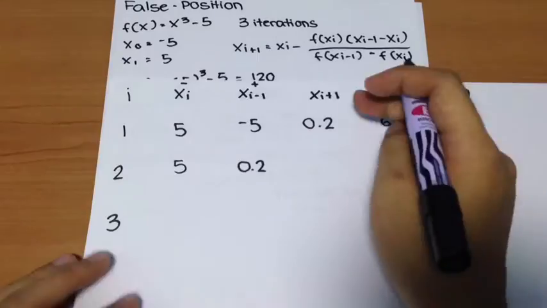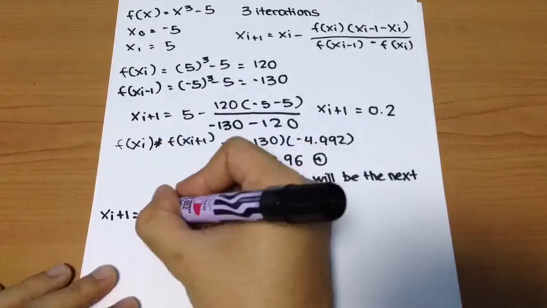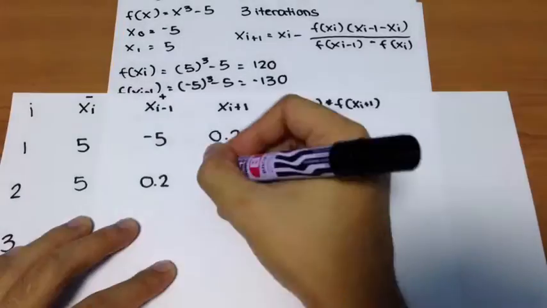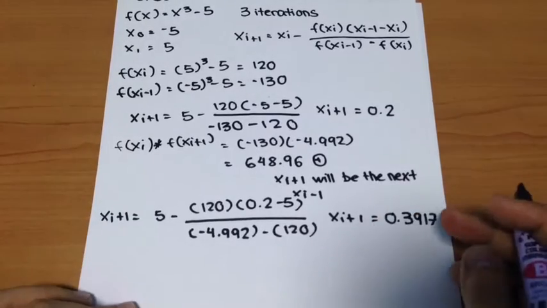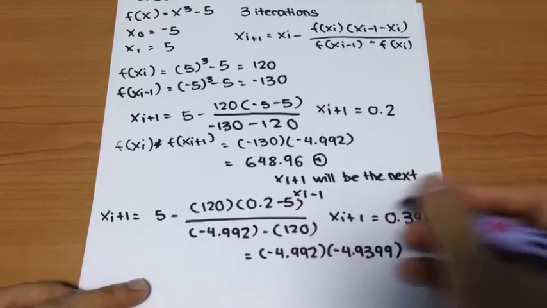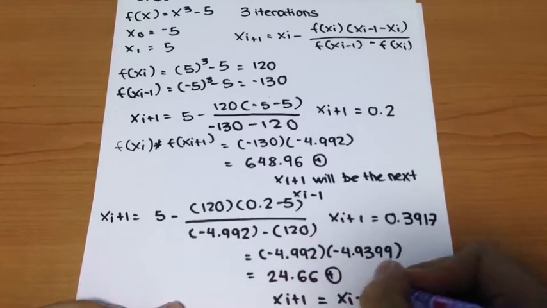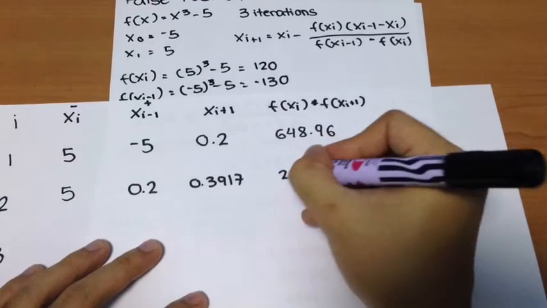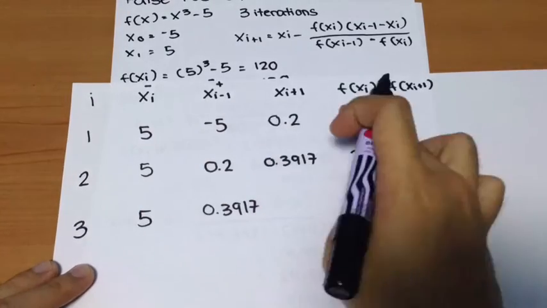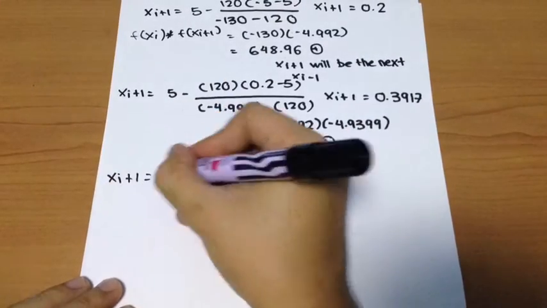And we copy that, and we find x_{i+1} given the general formula. And for our iteration number 2, we have x_{i+1} equals 0.3917. And now we are also going to multiply f of x_i to f of x_{i+1} to determine if our x_{i+1} will be either x_i or our x_{i-1}. So we have positive 24.66, so we copy x_{i-1} and we proceed to the third iteration.